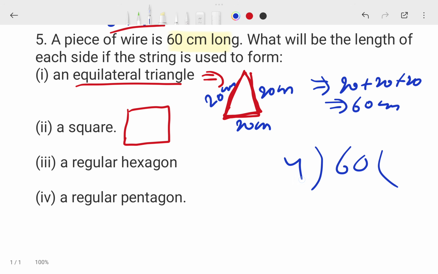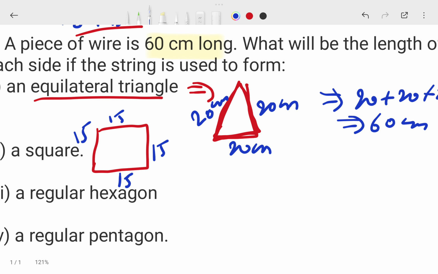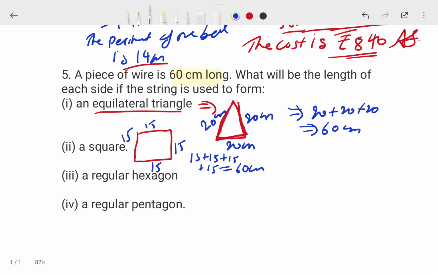So let's divide by 4. 4 ones are 4, 2 remains, then 1 0 comes down, 20 is 4 into 5, so it gets cancelled. It means that one side is 15. That side also is 15, that side also 15, and that side also 15. Now add them for the perimeter. 15 plus 15 plus 15 plus 15 is 60 centimeters only. So what is our answer? For the triangle each side is 20 centimeters, and for the square each side is 15 centimeters.